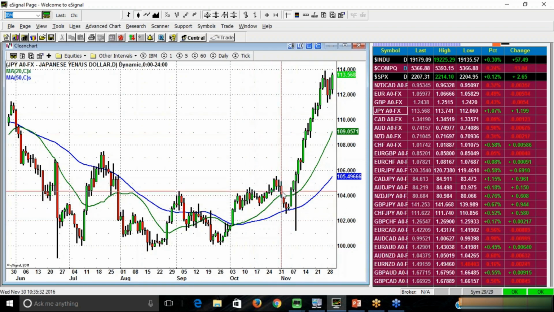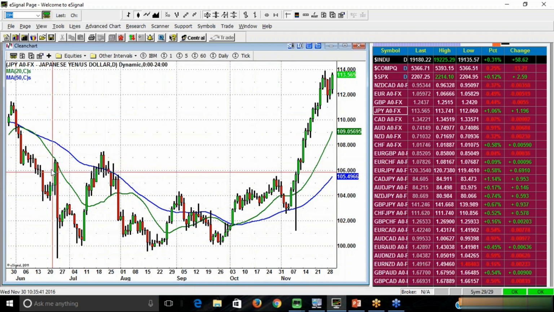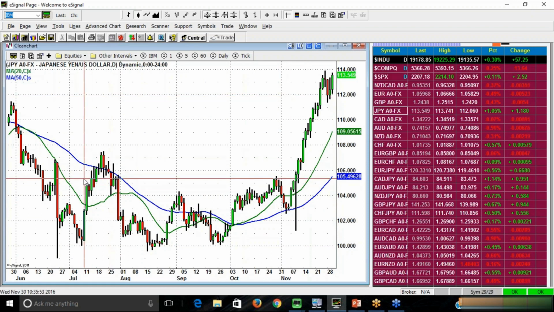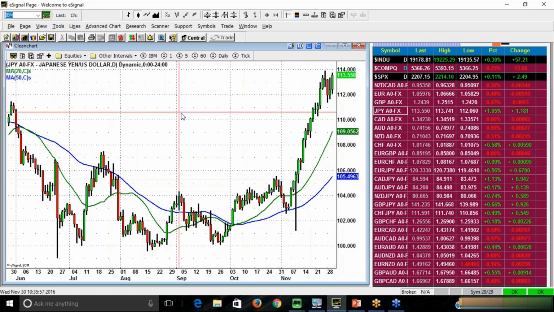So this would be an entry if you waited for the retrace. Here, these would be entries. This would be the same where in a downtrend, you can wait for it to retrace here. This would be an entry. Sometimes eventually you'll get stopped out because it doesn't work 100% of the time. But that could be one way to turn the moving averages into a trading strategy.